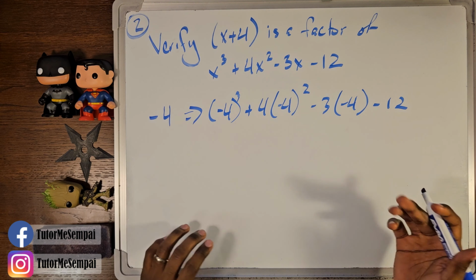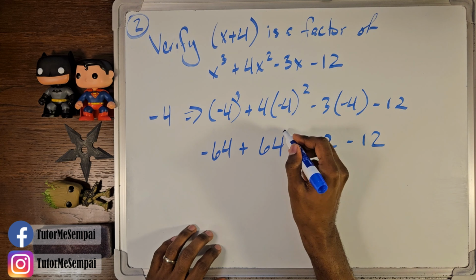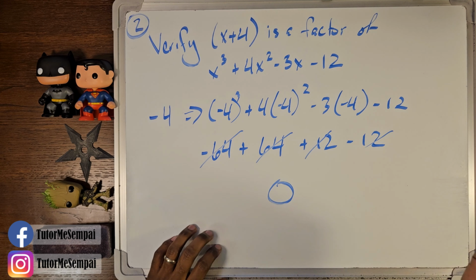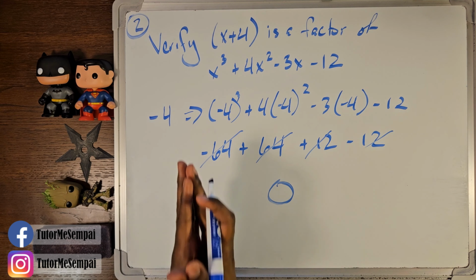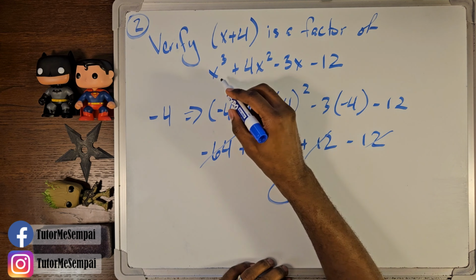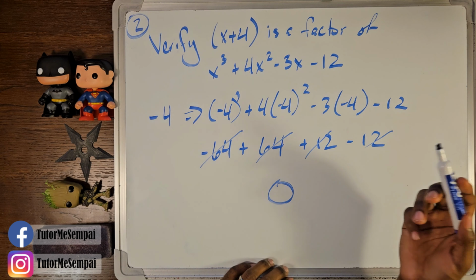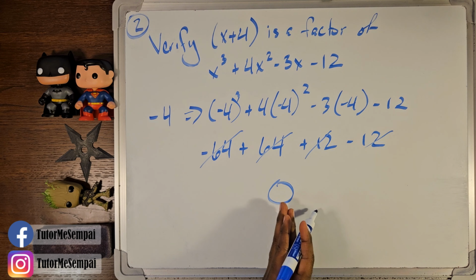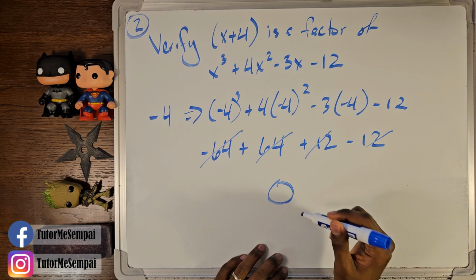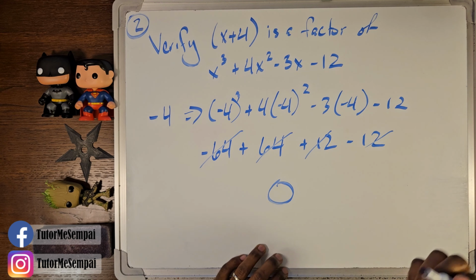and when we simplify this, you can see already that these are canceling out, leaving us with a big 0, which tells us that x plus 4 is indeed a factor of x cubed plus 4x squared minus 3x minus 12. If this didn't equal 0, x plus 4 would not be a factor. However, because it equals 0, our factor theorem tells us that this has to be a factor.